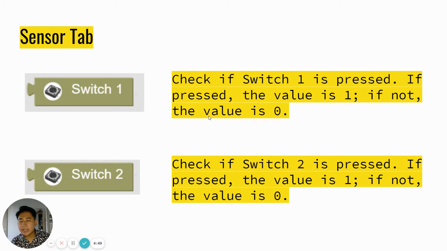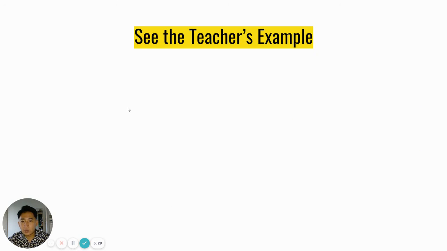So you just have to remember here guys in switches, switch 1 and switch 2, if they are not being pressed, you're not touching it, you're not pressing it, the value of these two switches is 0. But once you press one of these, let's say you press switch 1, from 0 it will turn to 1, okay? The value will become 1, all right? The same with switch 2. If not being pressed, value is 0. If being pressed, the value is 1, all right?